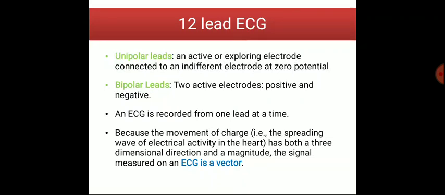Unipolar leads have an active or exploring electrode connected to an indifferent electrode at zero potential. Bipolar leads have two active electrodes connected to the positive and the negative terminal of the ECG machine. An ECG is recorded from one lead at a time. Movement of charges has both a three-dimensional direction and a magnitude. The signal measured on an ECG is a vector.